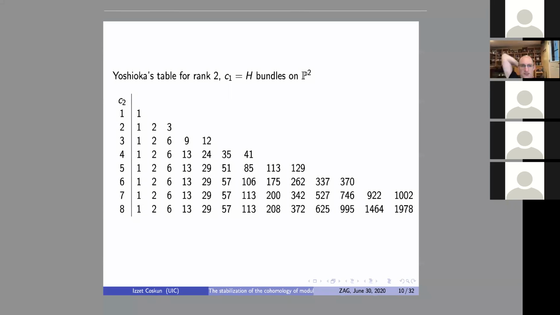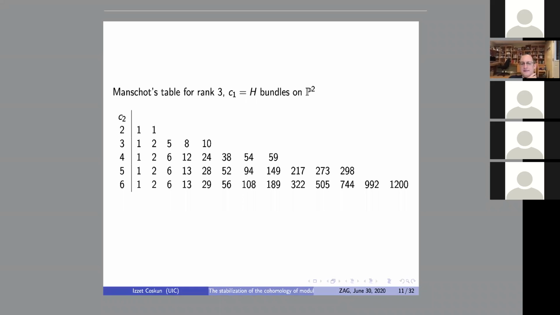So the next table is you're still on P2. The rank is now 2, and the first Chern class is H. So these are rank 2 bundles with first Chern class H, and this comes from Yoshioka's table. And then you see that, again, the B2 is 2, B4 becomes 6, B6 becomes 13, and 29, 57, 113, and so on and so forth. Okay. And then finally, let me give you one more, and this comes from Manschot's paper for rank 3.